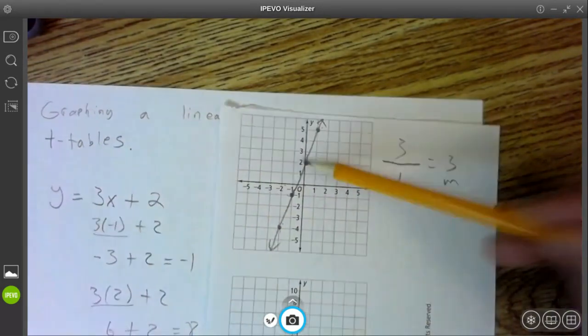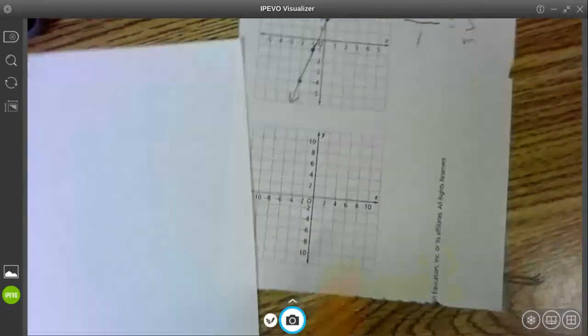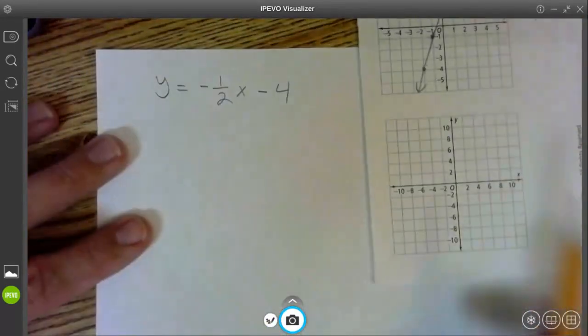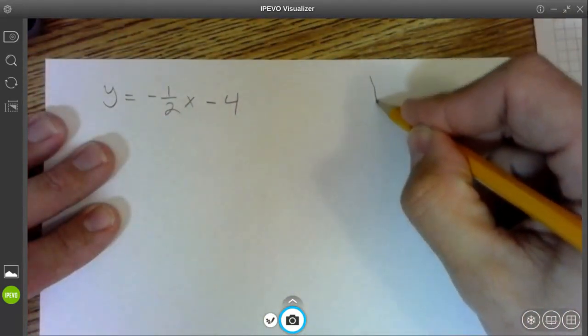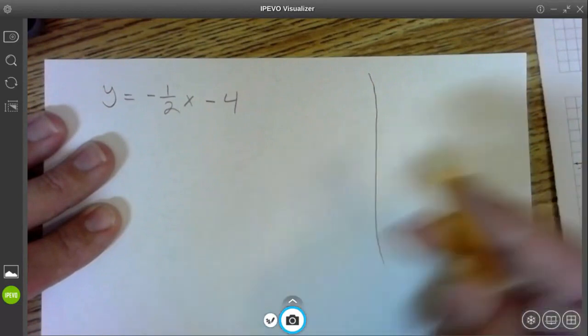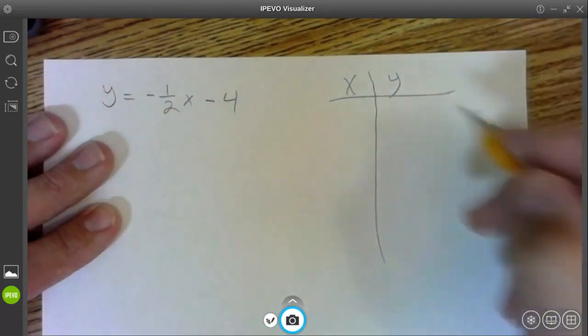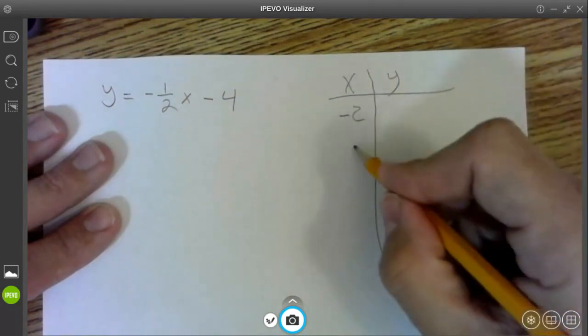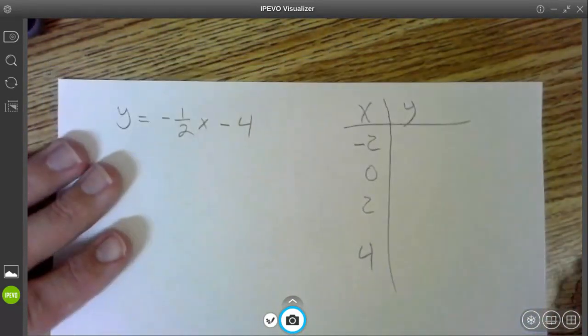That was our y-intercept. I'm going to hurry up and graph another one real quick. All right, y equals -1/2 x minus 4. This time, I'm actually going to stick with even numbers for x. I'm going to do -2, 0, 2, and 4.